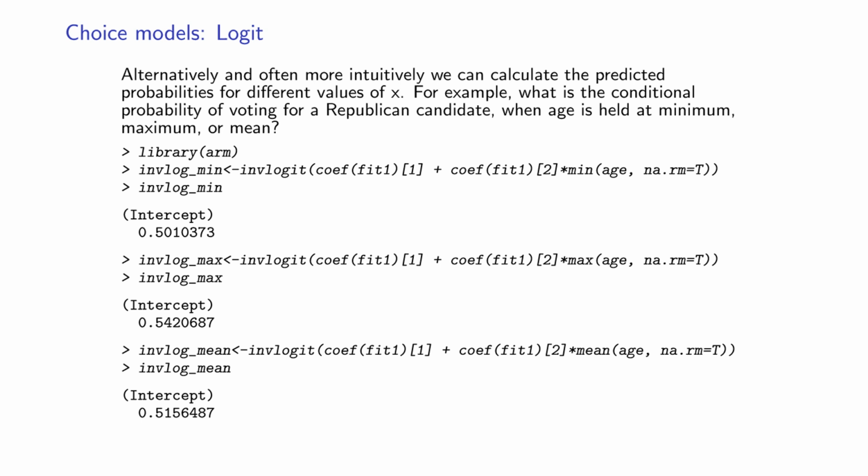We can do the same for other values, such as the oldest voters in our data set. You can compare simply by looking at the predicted probabilities of voting for a Republican candidate for the oldest voters, which is now roughly 54%.